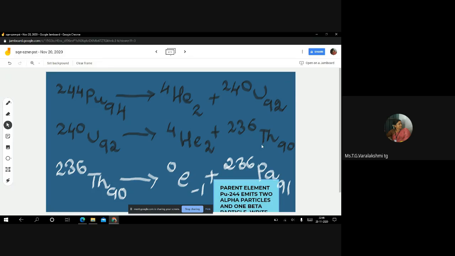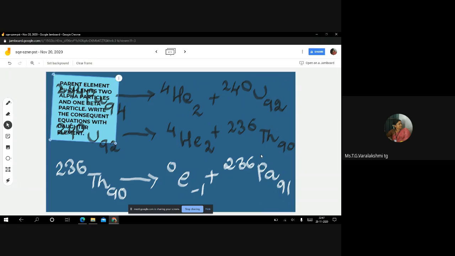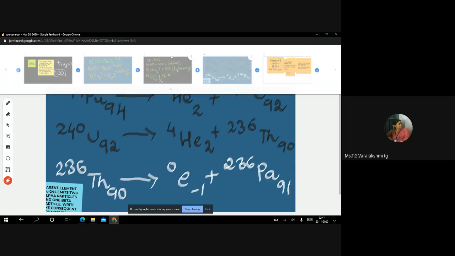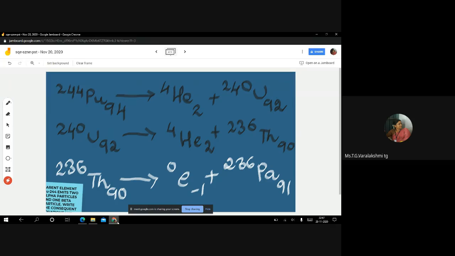So finally you are getting thorium in alpha decay. That thorium undergoes beta decay to form the daughter element protactinium of atomic number 91 and mass number 236. Parent element is this and the daughter element is this. Okay. So that's it. We will close here.